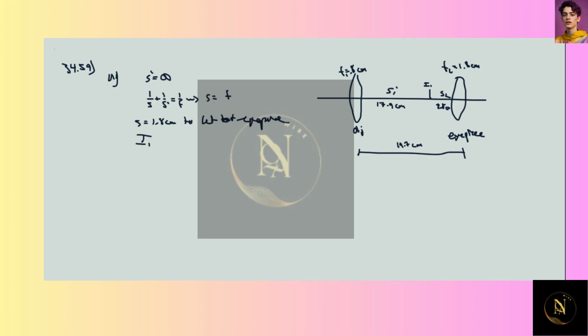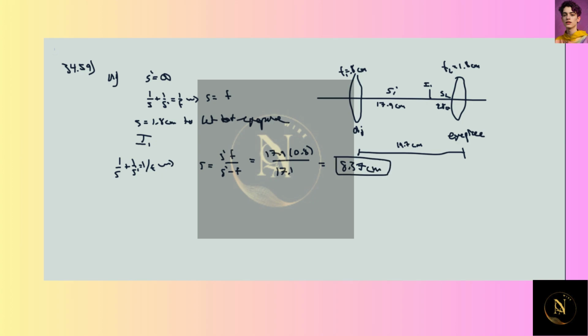We're working backwards again, so we're trying to get to where the object is. So we can use our thin lens equation, rearranged for the object distance. So we're trying to solve for this, which is s prime f over s prime minus f. So we can plug that in. So 17.9 times 0.8 over 17.1. And this is equal to 8.37 centimeters.